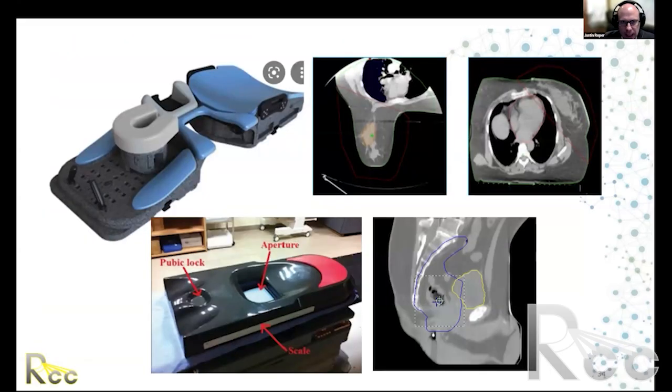Here are examples of two prone devices which have been covered previously for prone breast, as shown at top, and then a belly board which is used for prone pelvic treatments, as shown below.